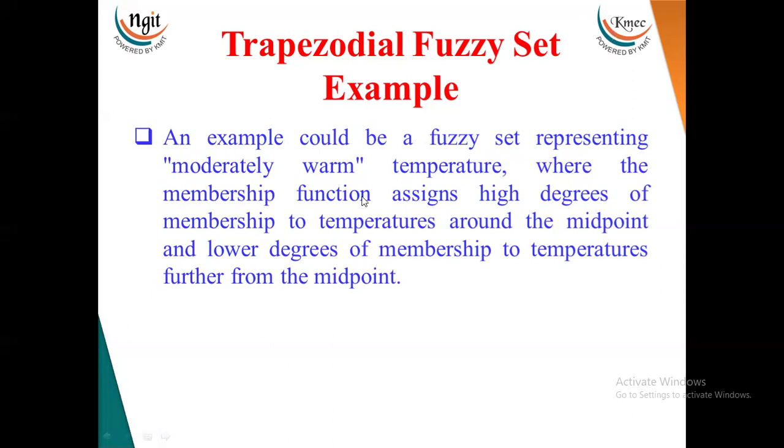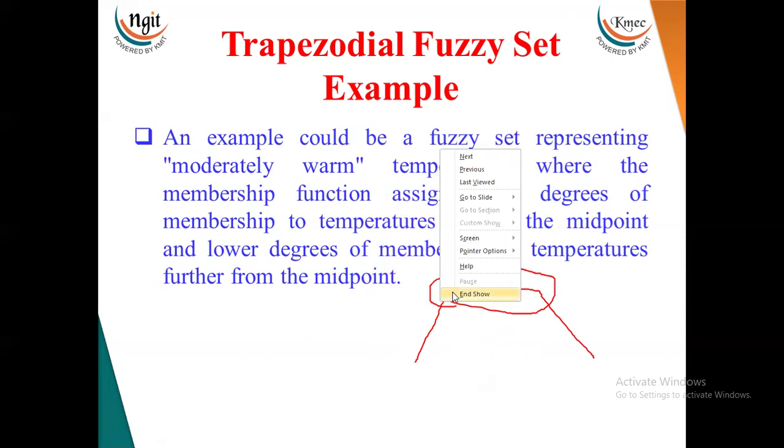Suppose you draw the graph. The trapezoidal shape will be like this, and I consider this as moderately warm. You can take any other values like low, moderate or high degrees. The midpoint comes under the trapezoidal tip. Okay.